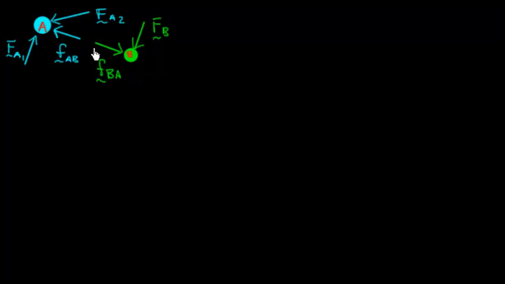Maybe they're in contact with each other. Something like that. So I'll call lowercase FAB that'll be the force on object A due to object B. And similarly, FBA would be the force on object B due to object A.